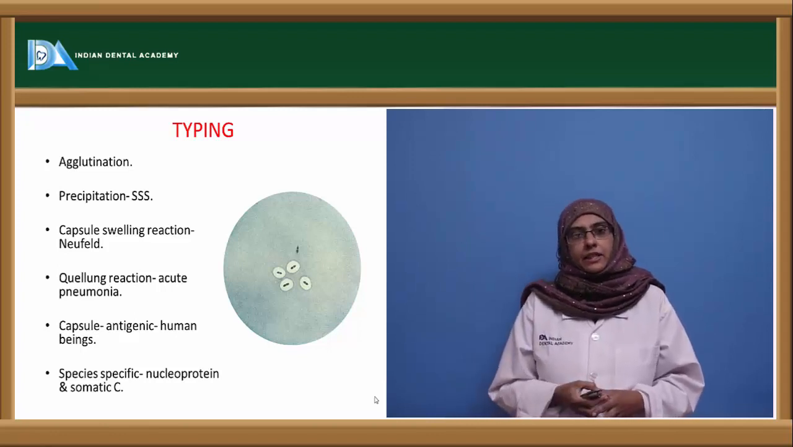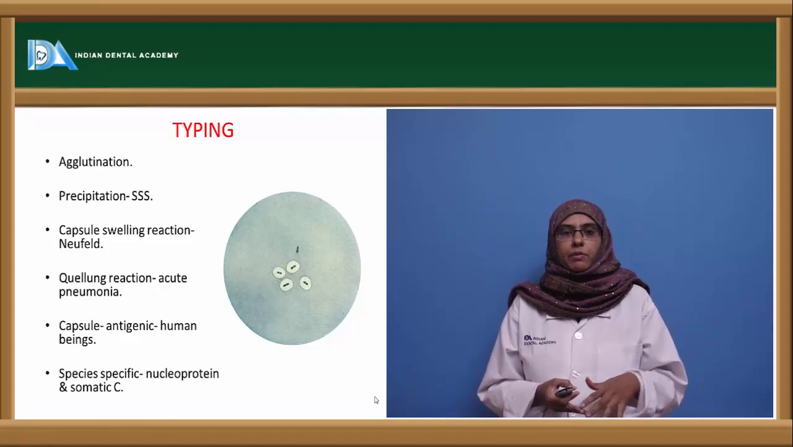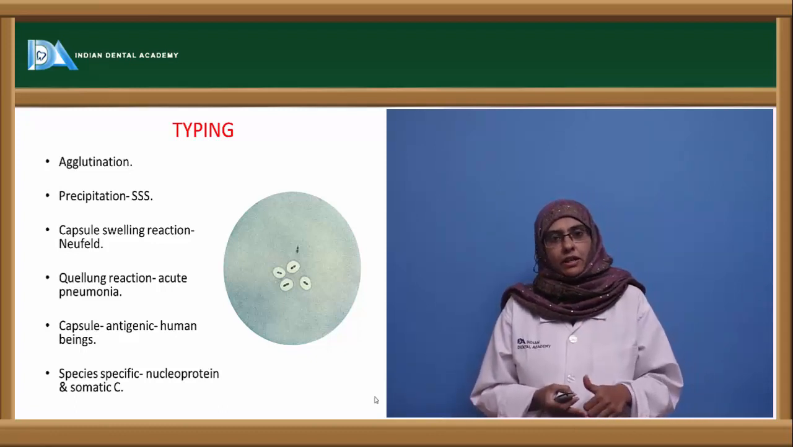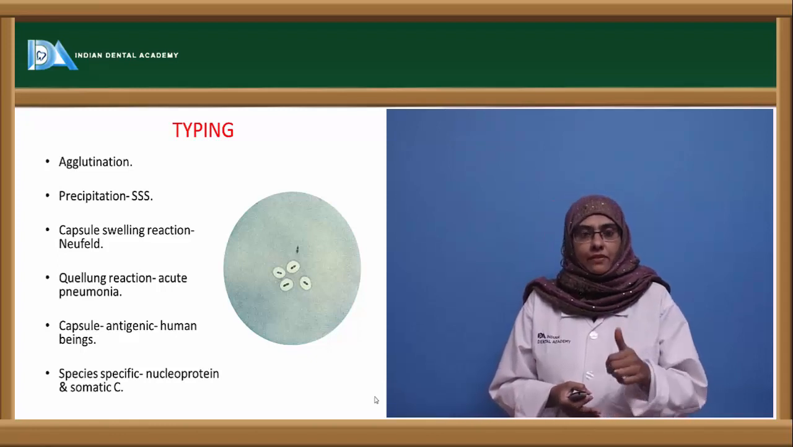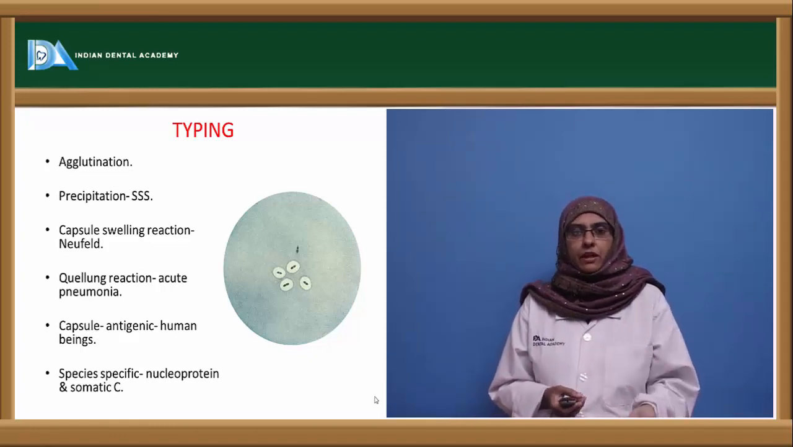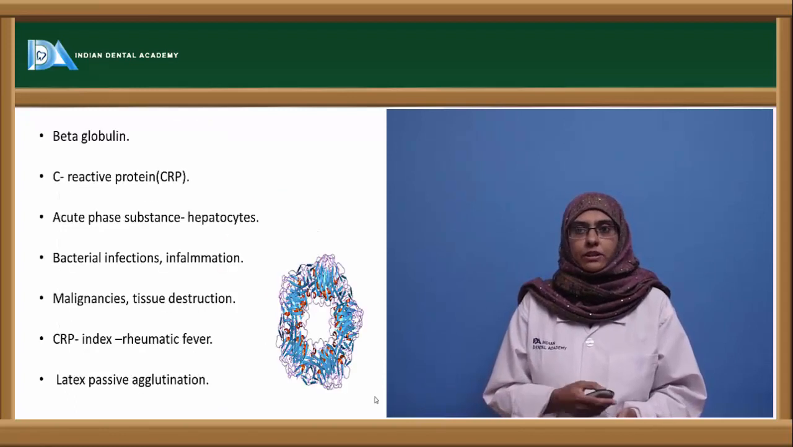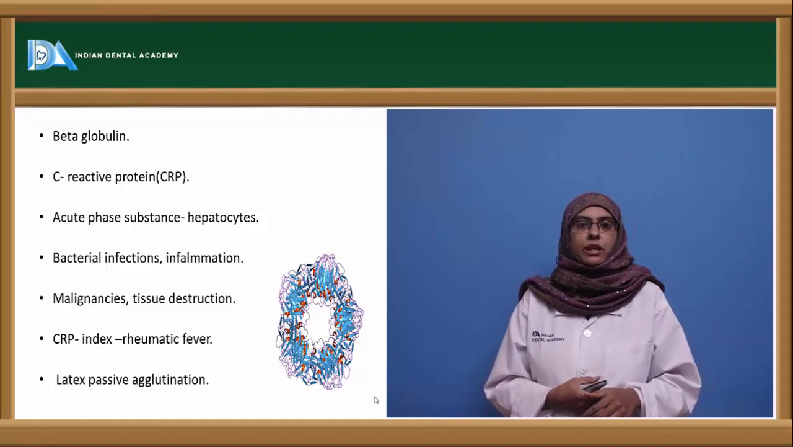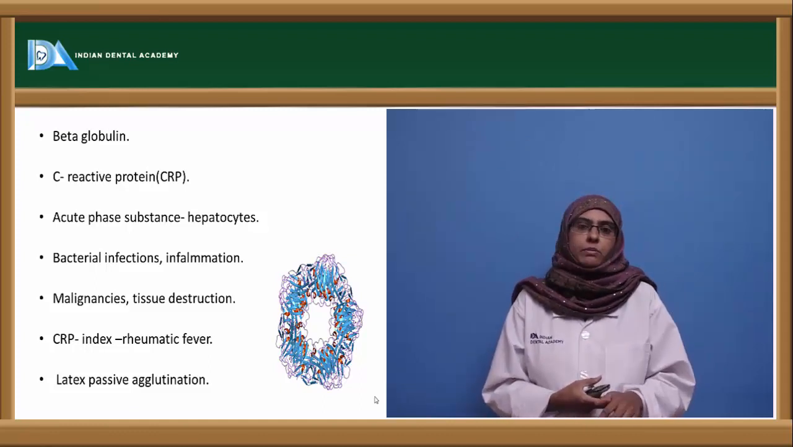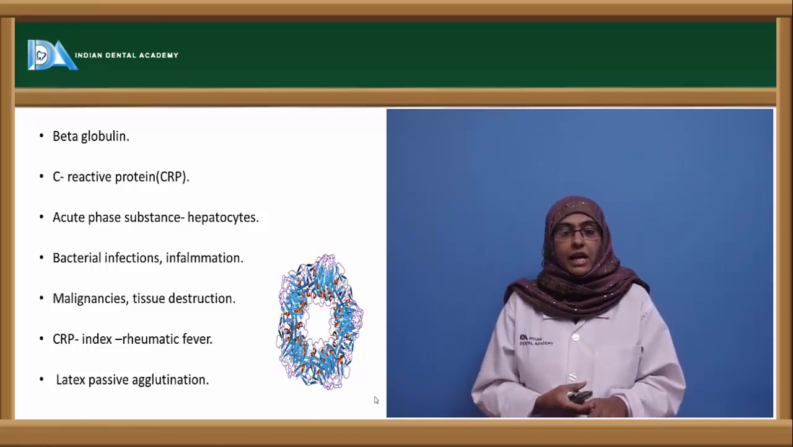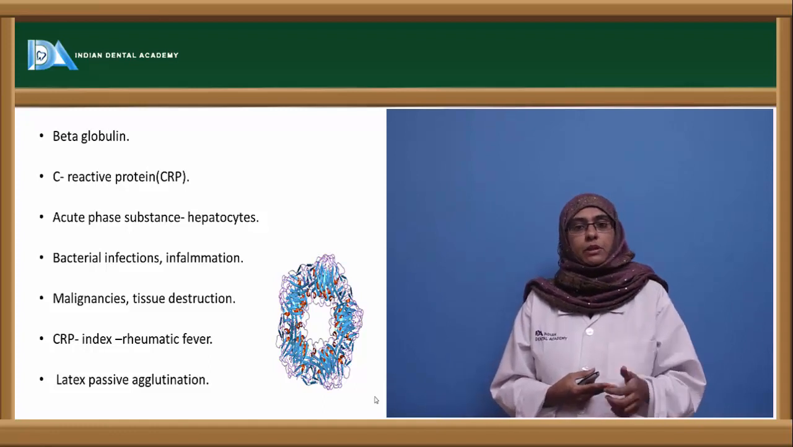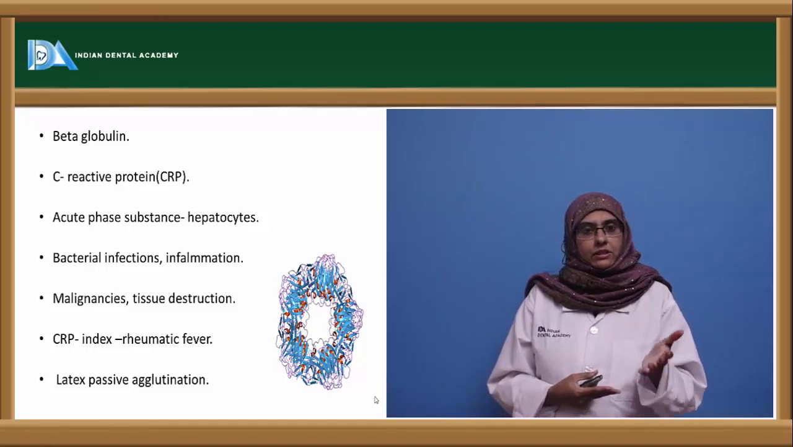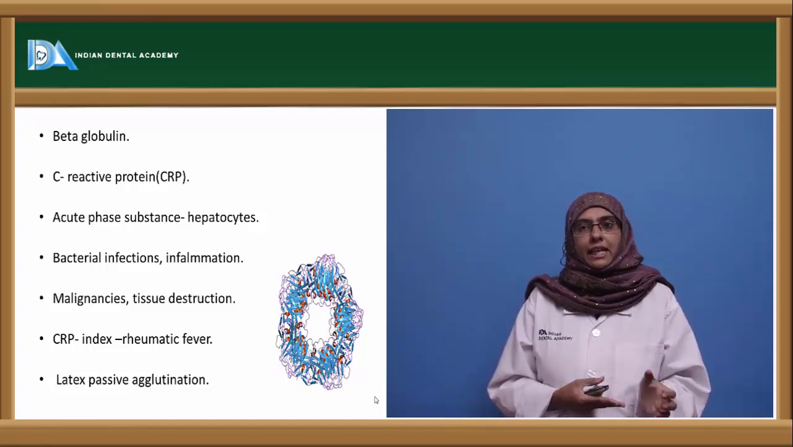The other tests that are usually carried out are with the help of a species specific nucleoprotein, which is deeply seated inside the organism, and a somatic C antigen, which helps us to know the type specific organisms to which it usually belongs. Apart from this, during this type of infection, that is pneumonia, a specific protein is produced inside the human body, which is called a beta globulin. It is able to agglutinate the somatic C antigen, and this is also given another name, which is called C-reactive protein.